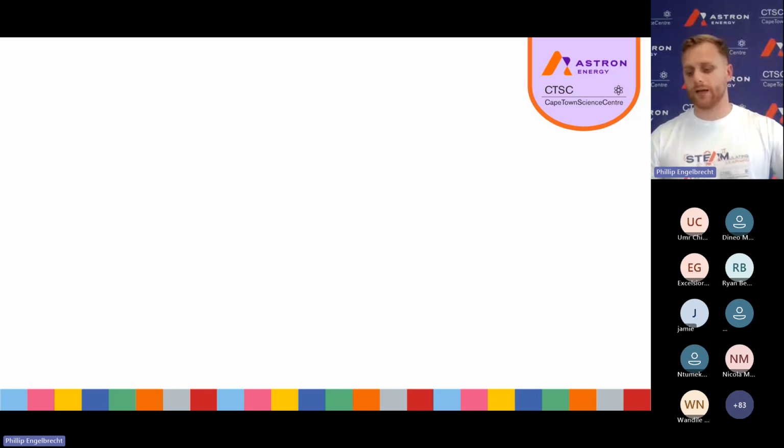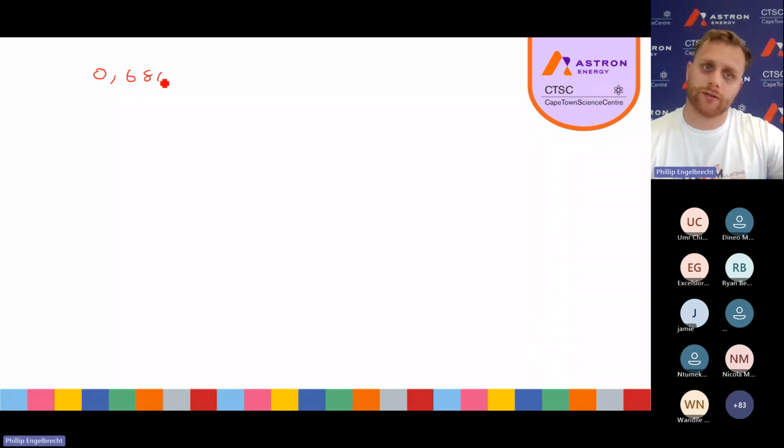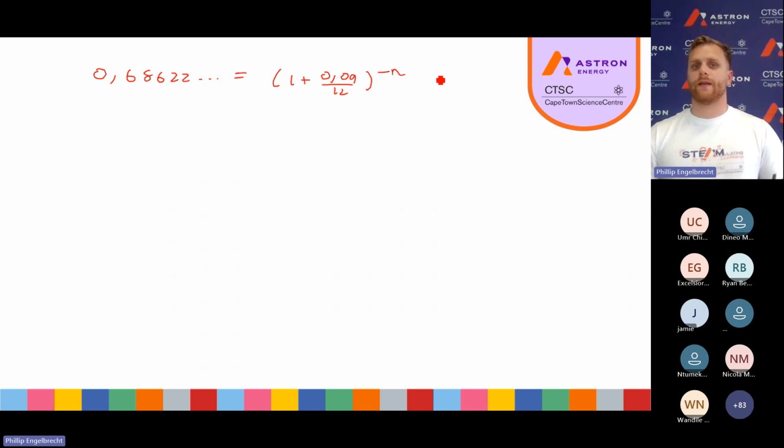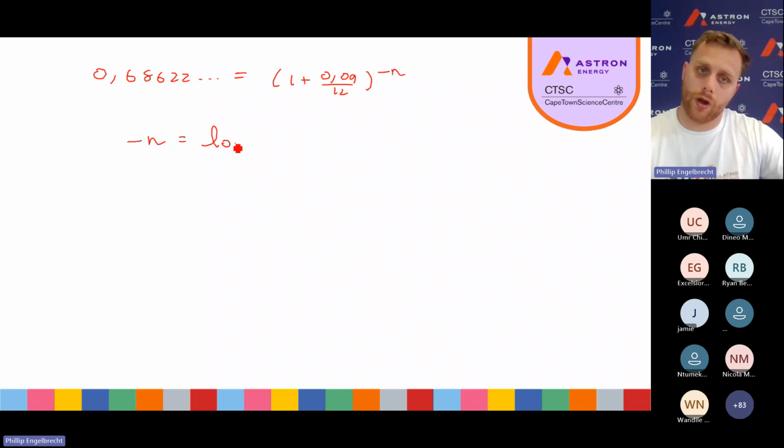So then what you do is, I'm going to take it to the next page. We got that 0.68622 recurring is equal to 1 plus 0.09 over 12 to the power of negative n. Now I want to figure out what negative n is. So I say that negative n is equal to the log.